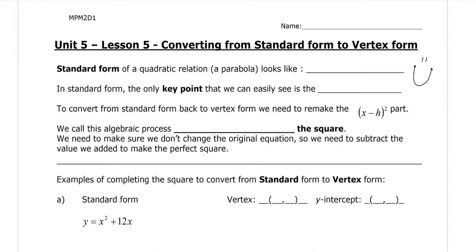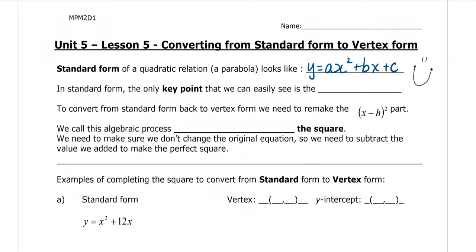Unit 5, Lesson 5, Converting from Standard to Vertex Form. So let's try and recall here the standard form. Standard form of a quadratic relation looks like this: y equals ax squared plus bx plus c.